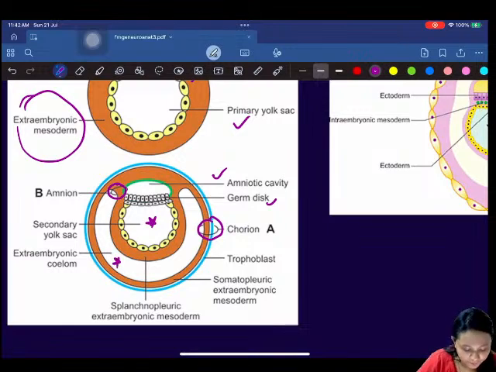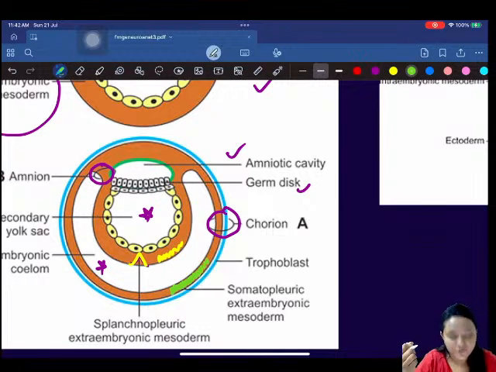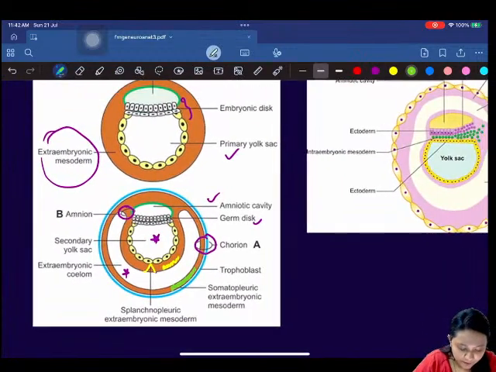You have another part, the secondary yolk sac, and then you have the extraembryonic coelom. Okay, so till this much it is clear, and the trophoblast is again dividing into, one is the splanchnopleuric mesoderm, and the outer part is known as the somatopleuric. The trophoblast is again dividing into the splanchnopleuric extraembryonic mesoderm, and outer it is soma. Soma means body. So the outer part is the somatopleuric extraembryonic mesoderm. Okay, so that is done.